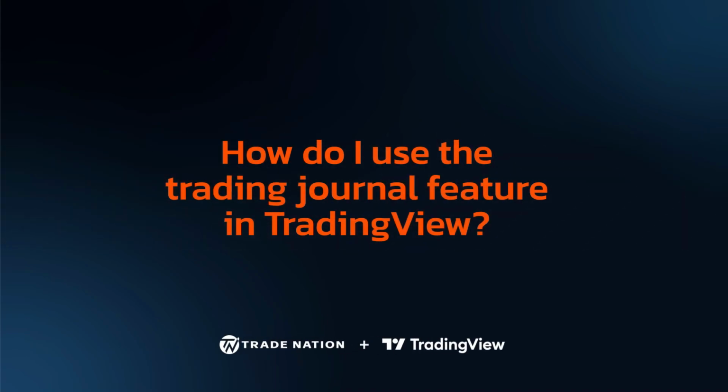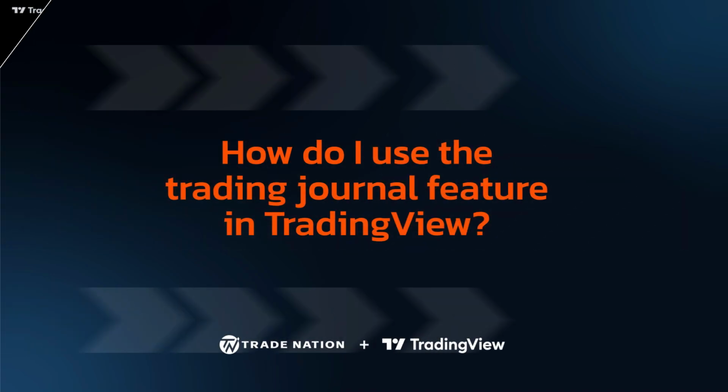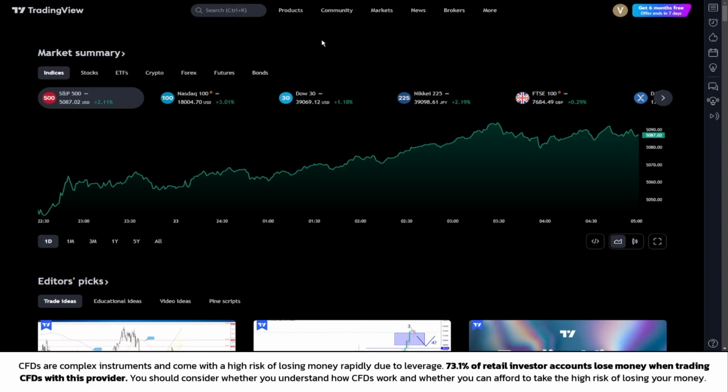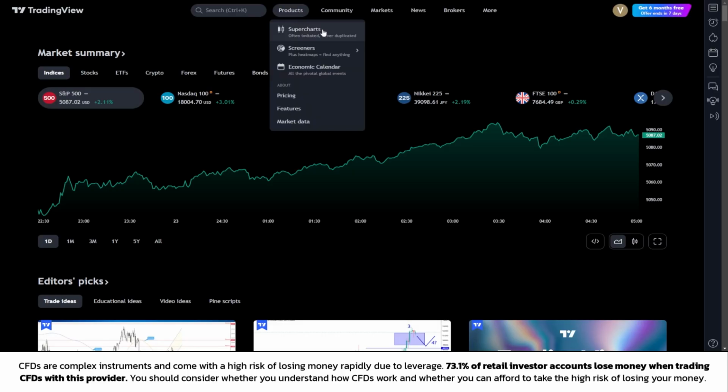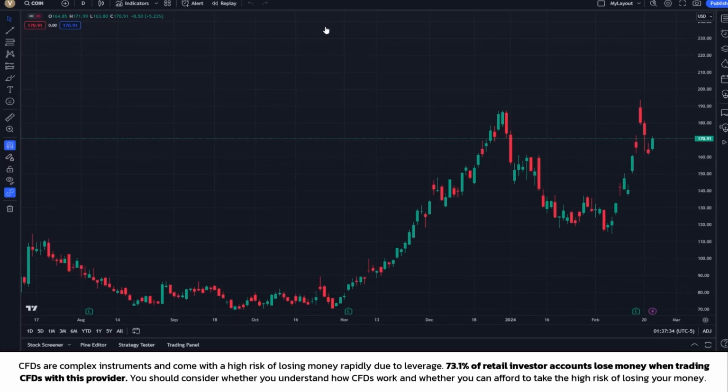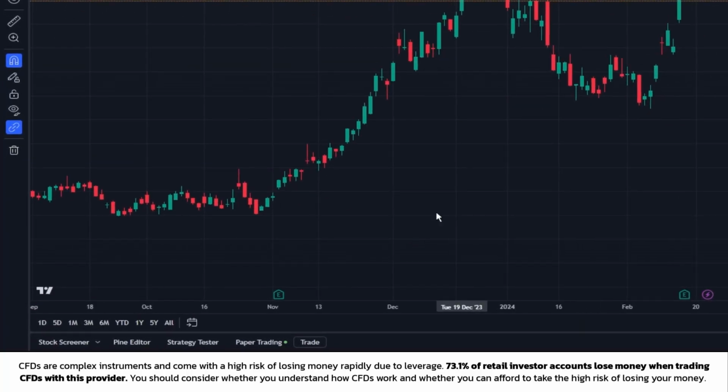Today, we're going to explore the powerful functionality of the Trading Journal feature in TradingView, an essential tool for traders looking to refine their strategies and improve their market performance. To begin, access your TradingView account and navigate to the trading panel at the bottom of your screen.